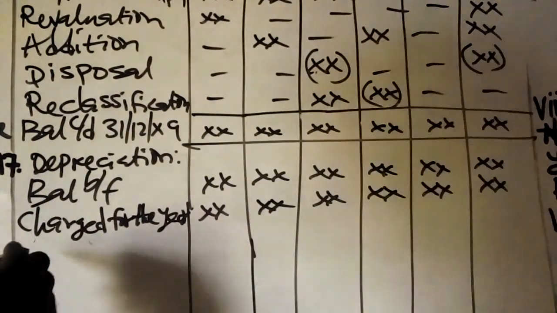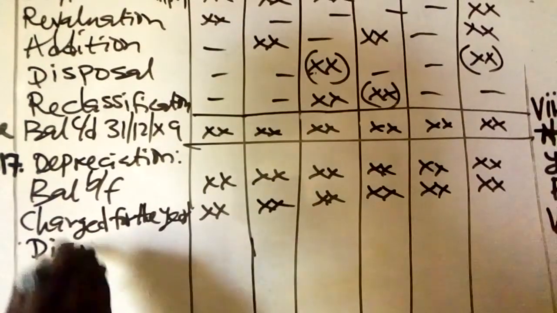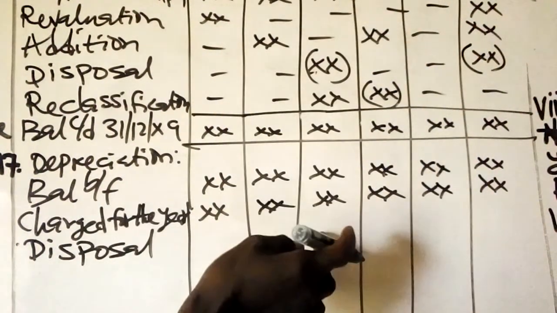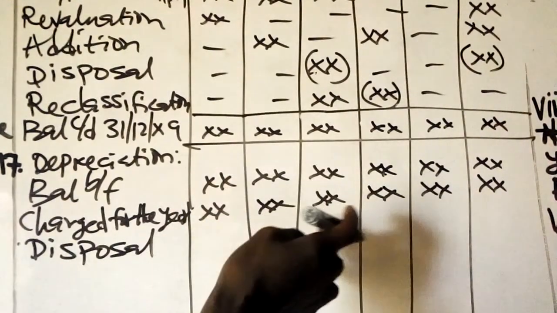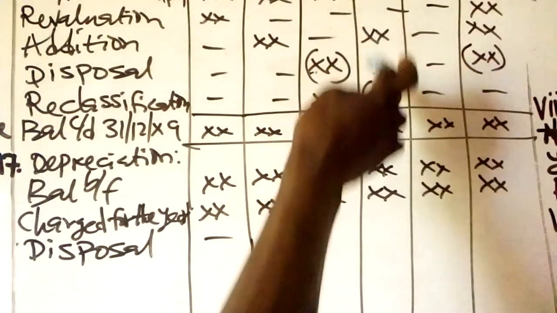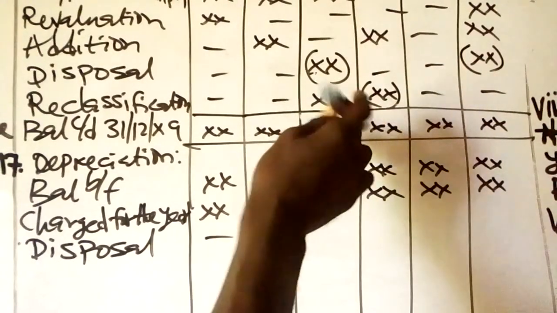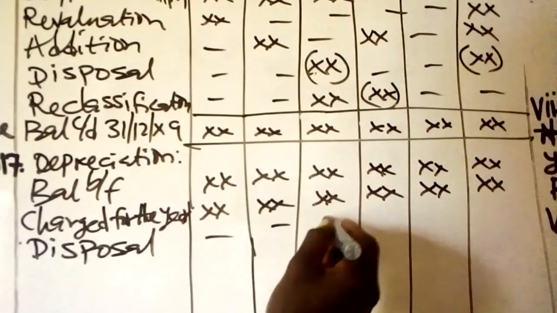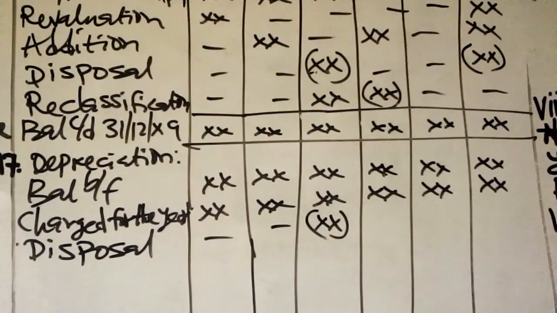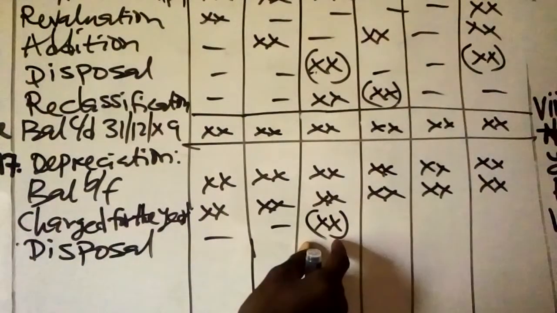Then you have disposal. If you sell any of the assets, its accumulated depreciation to the point of sale has to be removed. The accumulated depreciation is the total depreciation from the date of acquisition to the point of sale. If you have disposal of a motor vehicle, the accumulated depreciation from the date of acquisition to the point of sale has to be removed.